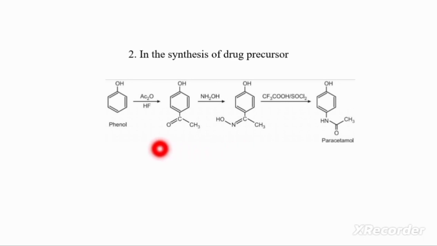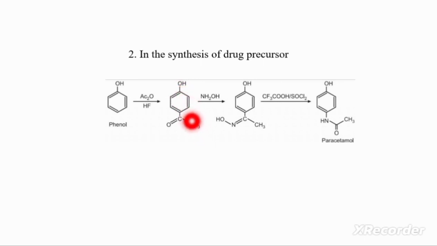The Beckmann rearrangement is also used in drug synthesis. Okay, so here they have used the Beckmann rearrangement in the synthesis of paracetamol. How? First of all, acylation of phenol is done. Phenol acylation. Okay, so we get this, you can see. This is actually a ketone, a phenol derivative, but it is a ketone. How? The carbonyl center has two different groups, an unsymmetrical ketone, right?